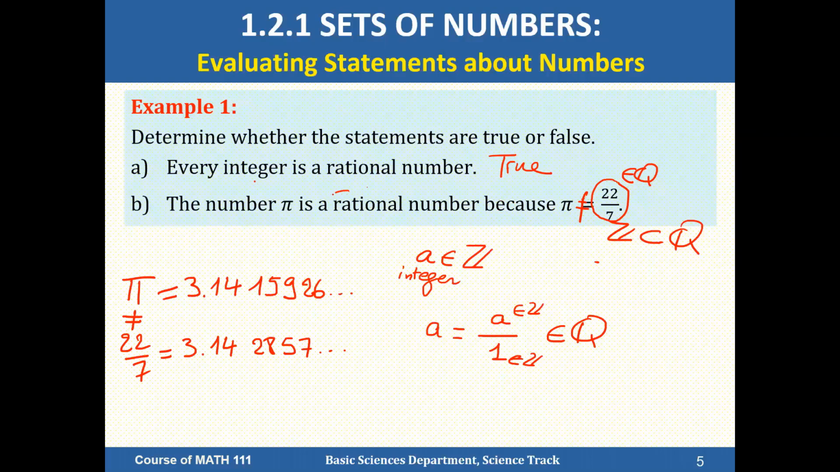And this is false. Pi is not a rational number. And we have already said that Q intersection I is the empty set. So no number is rational and irrational at the same time. We'll see later in this lecture how to characterize a rational number and how to characterize irrational numbers.